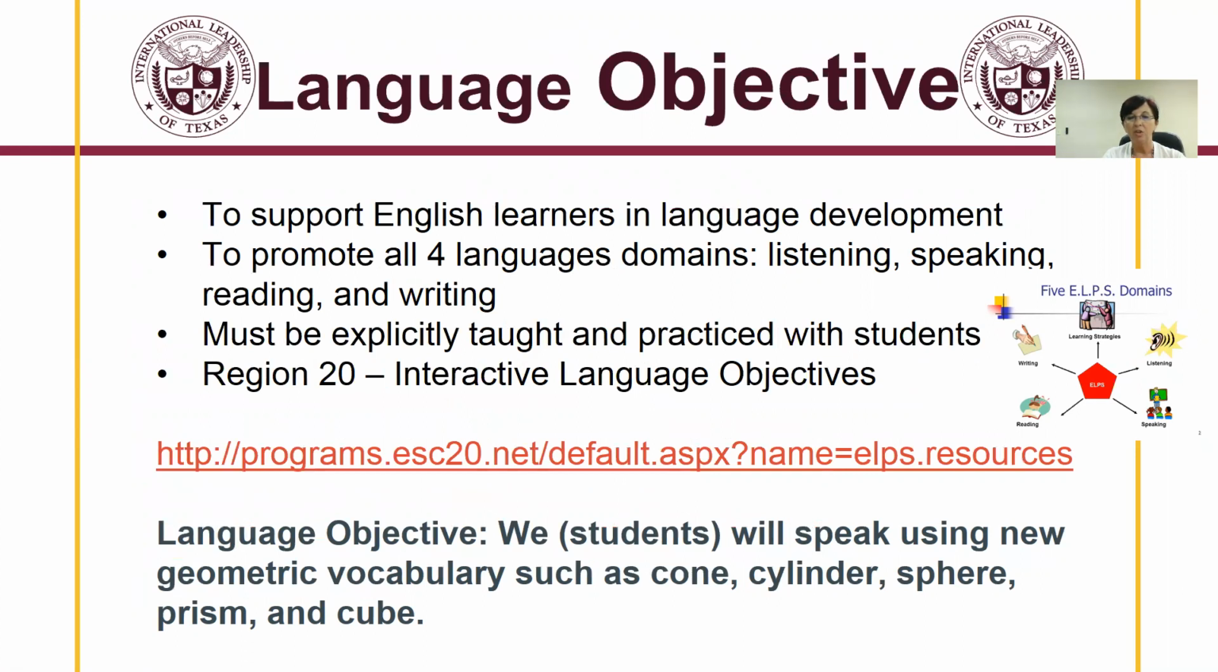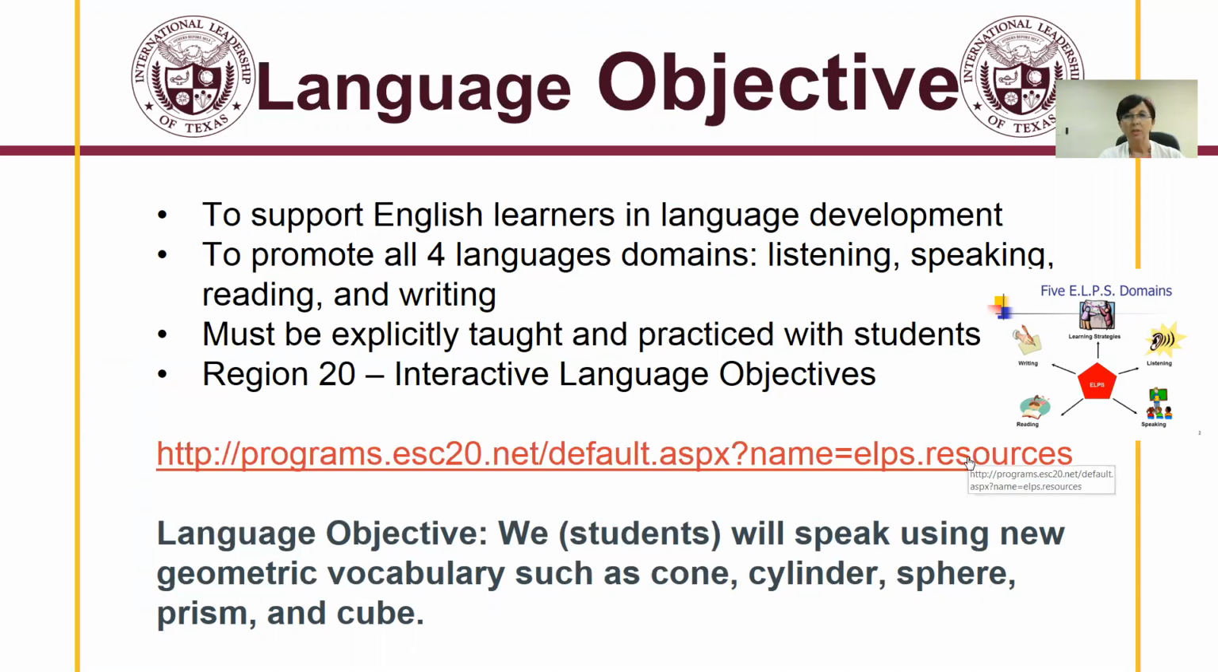Please consider your English language learners' proficiency level when you choose your language objectives. Also, be mindful to ensure that all 4 language domains, listening, speaking, reading, and writing, are being developed. Region 20 has an excellent resource, Interactive Language Objectives, that you can use to write your lesson plans.